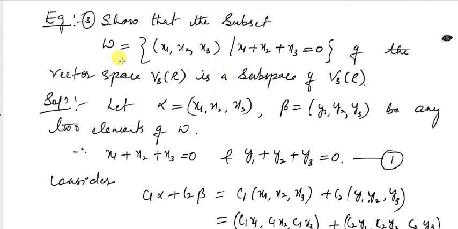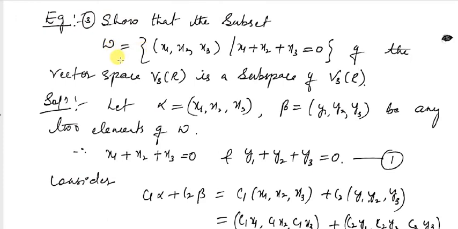Show that the subset W, the set of all x1, x2, x3 such that their sum is 0, of the vector space V3R is a subspace of V3R. What is a vector space here? Set of all triplets, that is R3. We have to show that W is a subspace of R3. That R3 can be written as V3R.